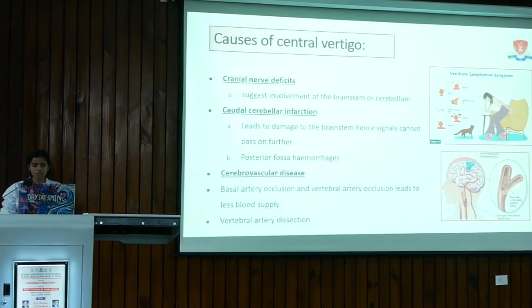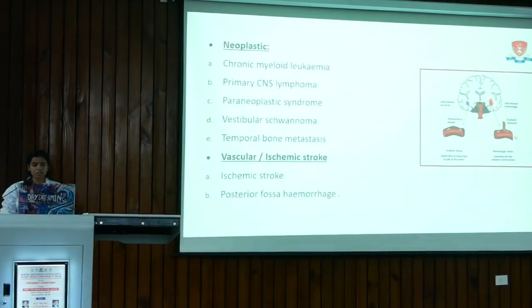Now coming on to the causes of central vertigo, cranial nerve deficits suggest involvement of the brainstem or cerebellum. Caudal cerebellar infarction leads to damage to the brainstem, hence signals cannot pass on further. Posterior fossa hemorrhages, cerebrovascular diseases, basilar artery occlusion and vertebral artery occlusion lead to less blood supply. Vertebral artery dissection and neoplastic causes are as follows: chronic myeloid leukemia, primary CNS lymphoma, paraneoplastic syndrome, vestibular schwannoma, temporal bone metastasis, and lastly, vascular and ischemic stroke causes are as follows: ischemic stroke and posterior fossa hemorrhages.